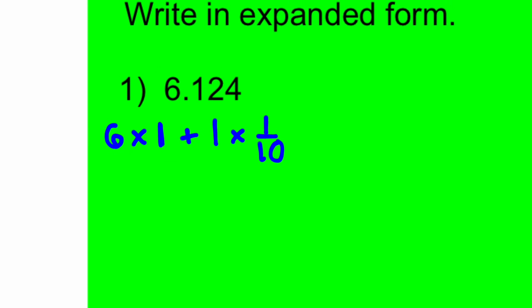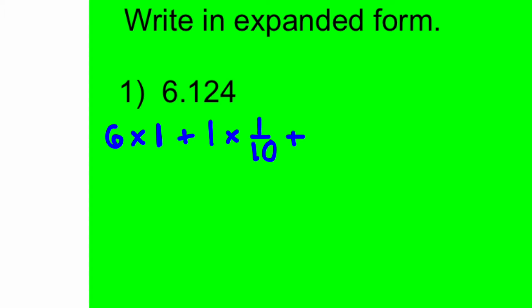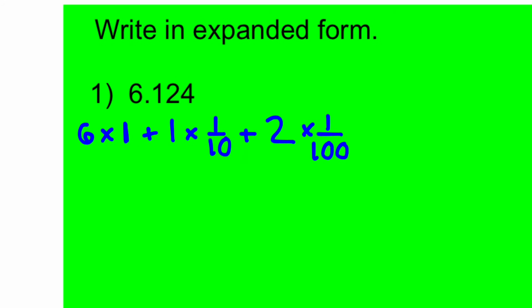Plus, the next digit is a 1. We have a 1, and that's in the tenths place value, 1 over 10. And then plus, we have a 2 in the hundredths place value. And then finally, the last digit, we have plus 4 in the thousandths place value, 1 over 1,000. So we have 6 in the ones, 1 in the tenths, 2 in the hundredths, 4 in the thousandths. That's what writing a number in expanded form is. It's just breaking it into each of its place values.